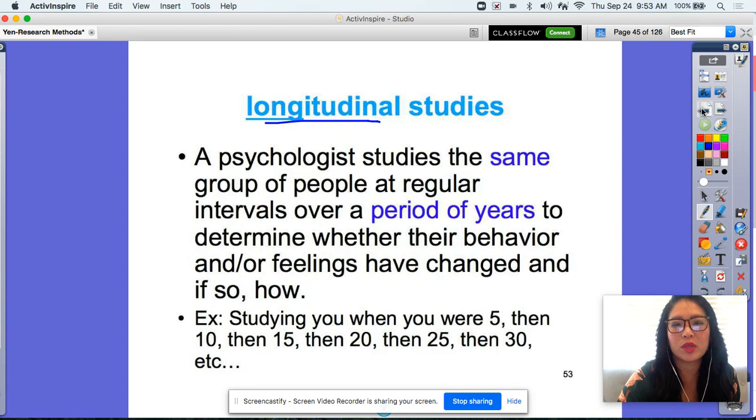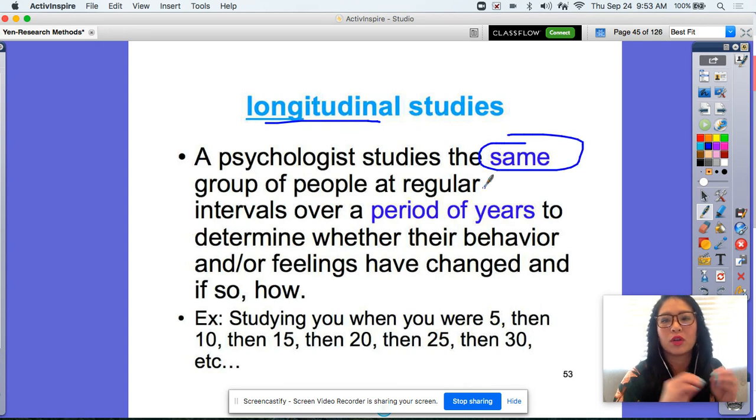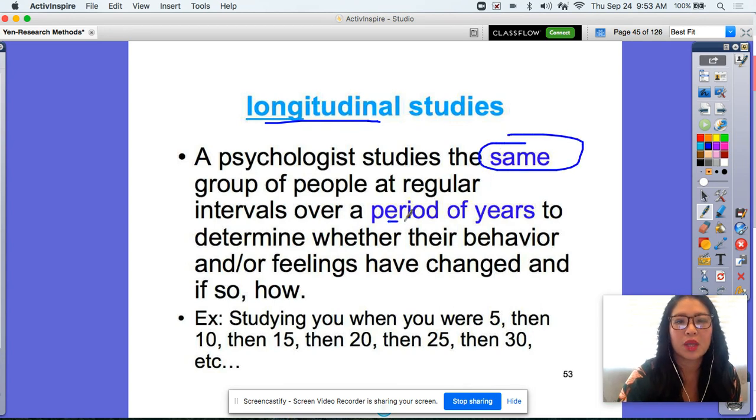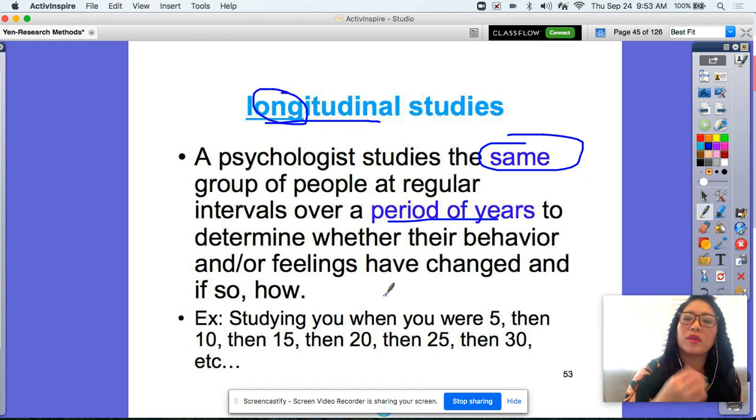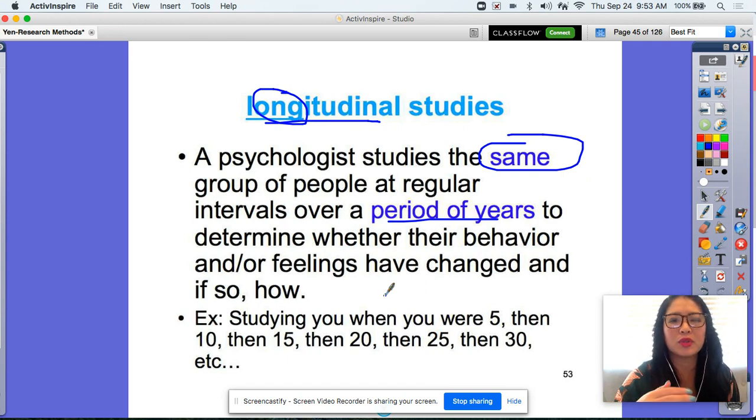So the difference between this pair is that a psychologist for a longitudinal study is going to study the same group of people over a very long period of time. So hence longitudinal studies. So this is basically studying someone when they're born, when they're 5, when they're 10, when they're 15, when they're 20, when they're 25. So these studies are awesome because you get to see development all the way from when they're little all the way into adulthood, and you're able to stay with the same group of people consistently.